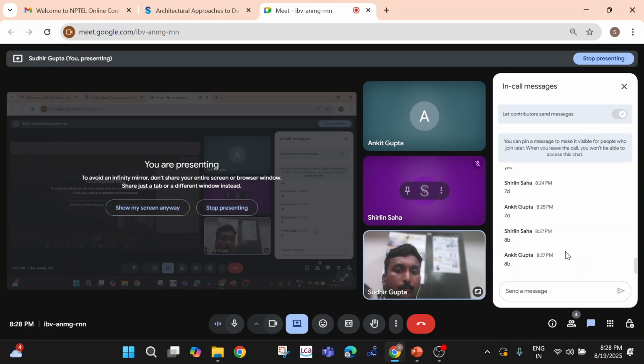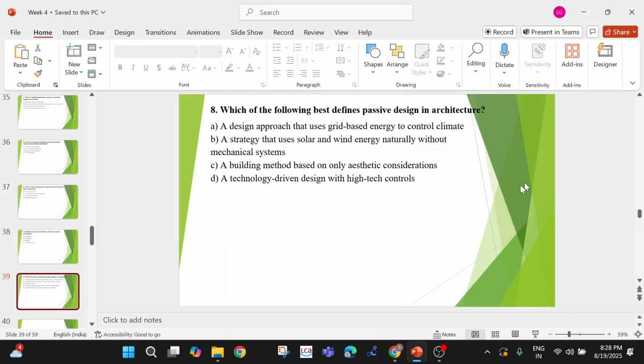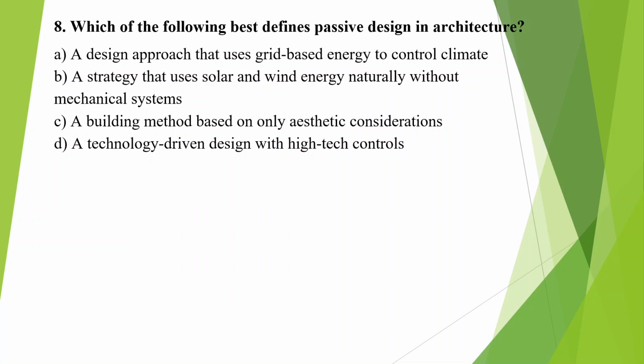So option B has been marked by most of you, and option B says that the passive strategy in building design uses solar and wind energy naturally without mechanical systems. This is the correct answer. As you all know, this strategy uses solar and wind energy naturally, and this design tries to harness natural resources or natural forces like sun, wind, shade, vegetation to achieve indoor comfort without depending upon external energy sources. That's why they are termed as passive designs. So whoever has marked option B, they are correct. And the other options, which talk about grid-based energy control, only aesthetic consideration, or technology-driven design, are not the correct explanation for passive design in architecture.